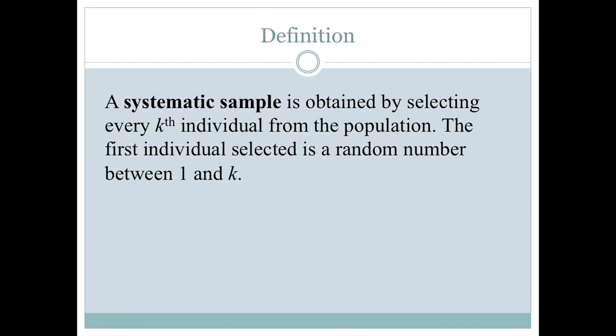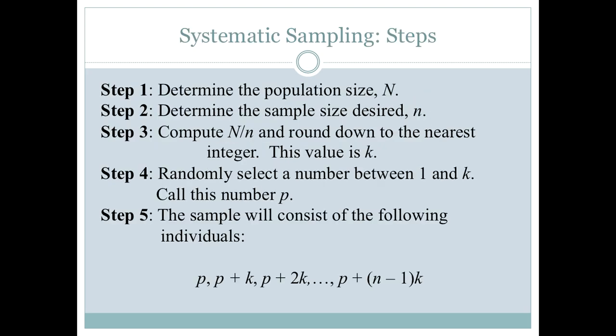Now, a systematic sample is obtained by selecting every kth individual from a population, and the first individual selected is a random number between 1 and k.